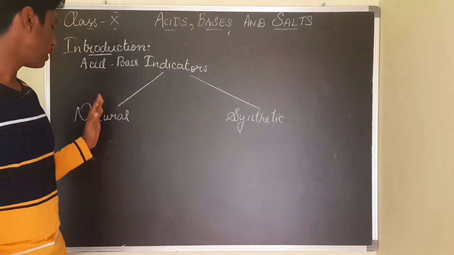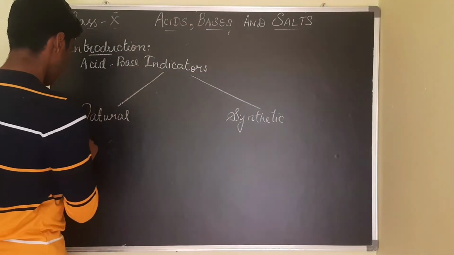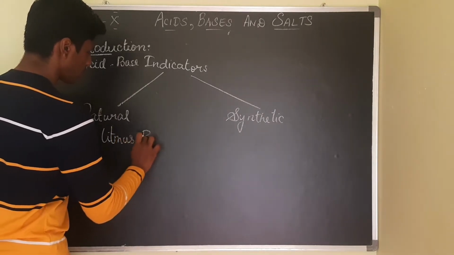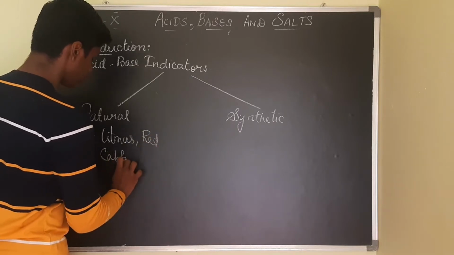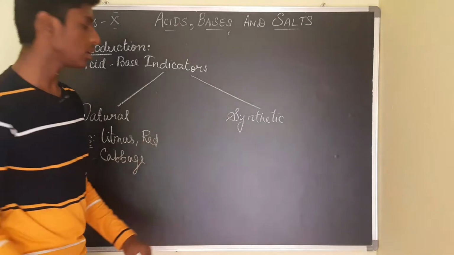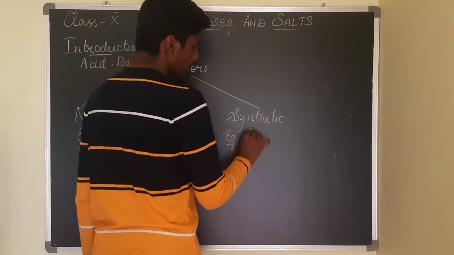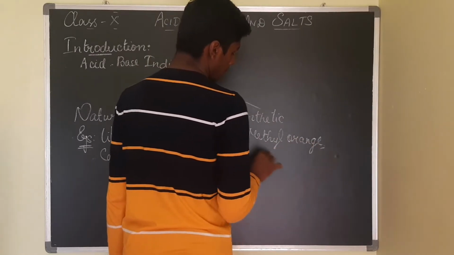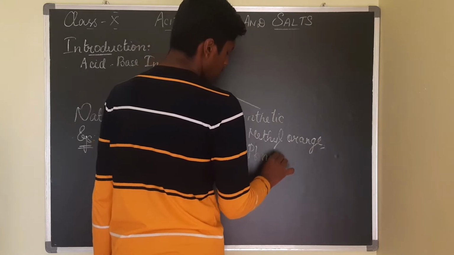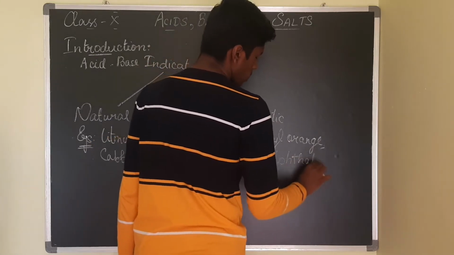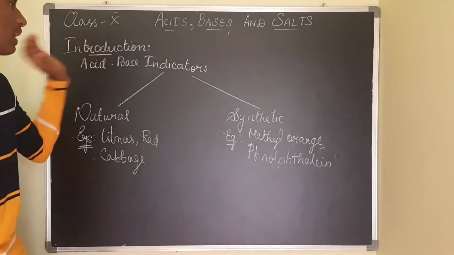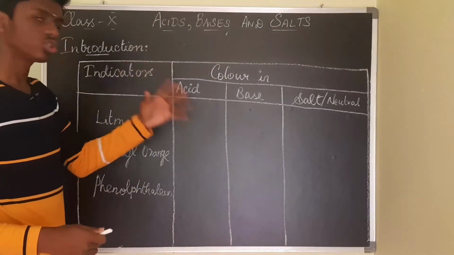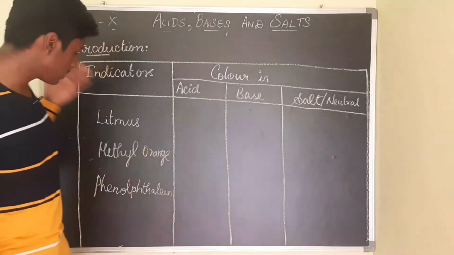What are the examples of natural acid base indicators? They are litmus, red cabbage, and coming to synthetic indicators, they are methyl orange and phenolphthalein. So these are the types of acid base indicators. So now let's talk about what color they show in acid base medium by these indicators.